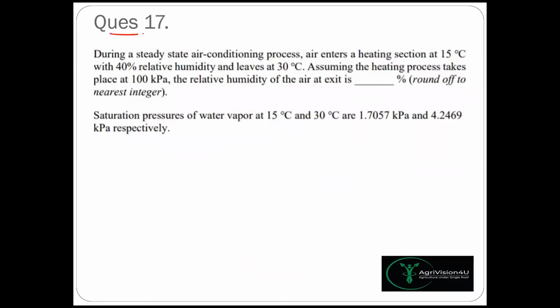Coming to question number 17. Question number 17 says: during a steady state air conditioning process, air enters a heating section at 15 degrees Celsius with 40% relative humidity and leaves at 30 degrees Celsius. Assuming the heating process takes place at 100 kilopascals, find the relative humidity of the air at the exit. Let's just draw the block diagram first for a better understanding.